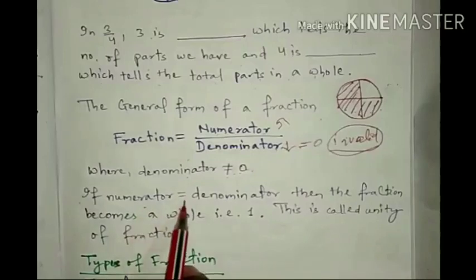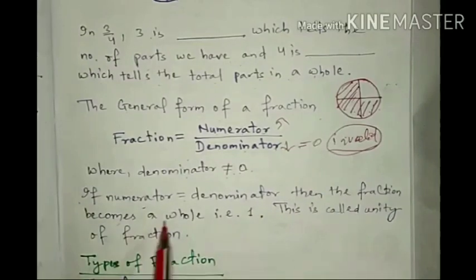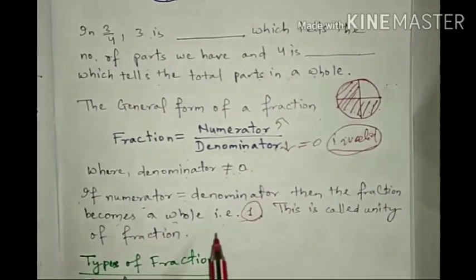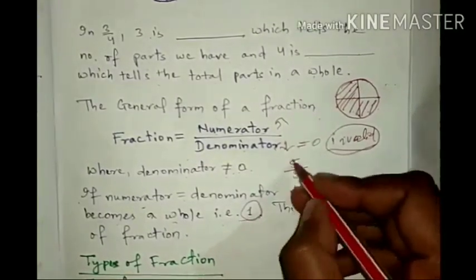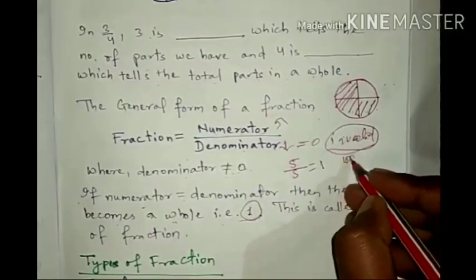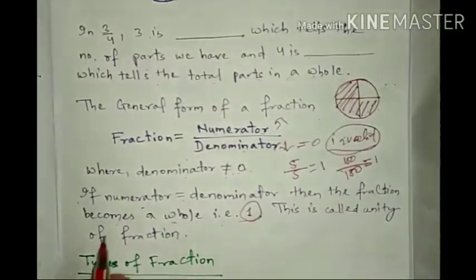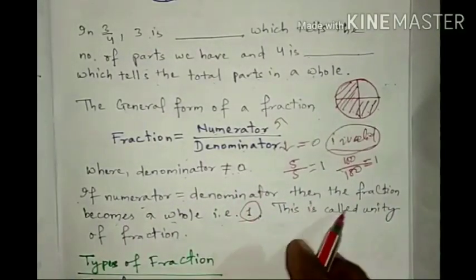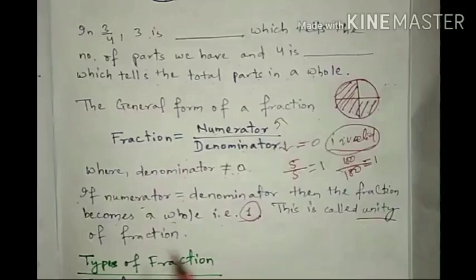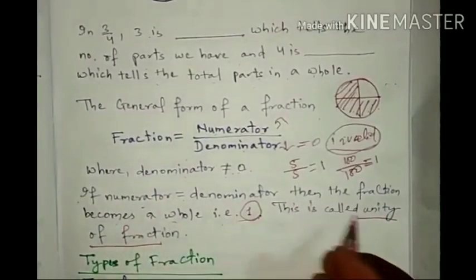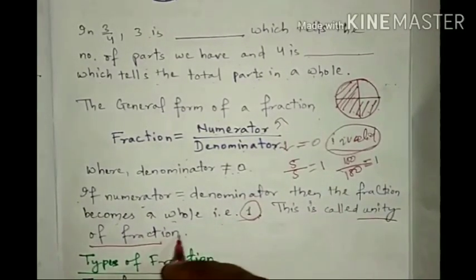Next, if the numerator is equal to the denominator, then the fraction becomes a whole, that is 1. You can write numerator 5 and denominator 5: 5 by 5 equals 1. Numerator 100, denominator 100: 100 by 100 equals 1. So if the numerator equals the denominator, then the fraction becomes the whole. It is 1. This is called unity of fraction.